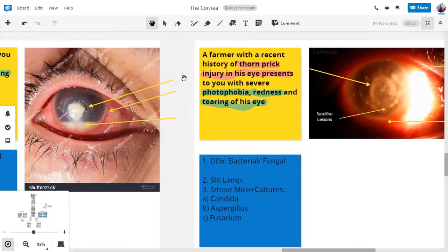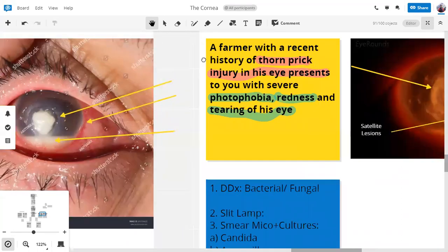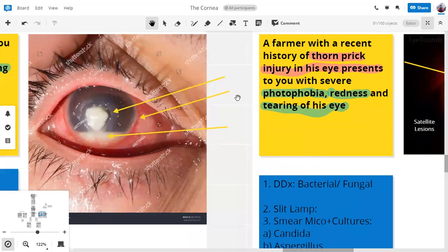Both are hypopyon ulcers, both have ulcerations in the cornea, both have hypopyons, both have circumciliary congestion, both might have KPs and all that, signs of anterior uveitis. What is the difference between these two now? Satellite lesions. Satellite lesions, right? Satellite lesions are what differentiate our two cases.